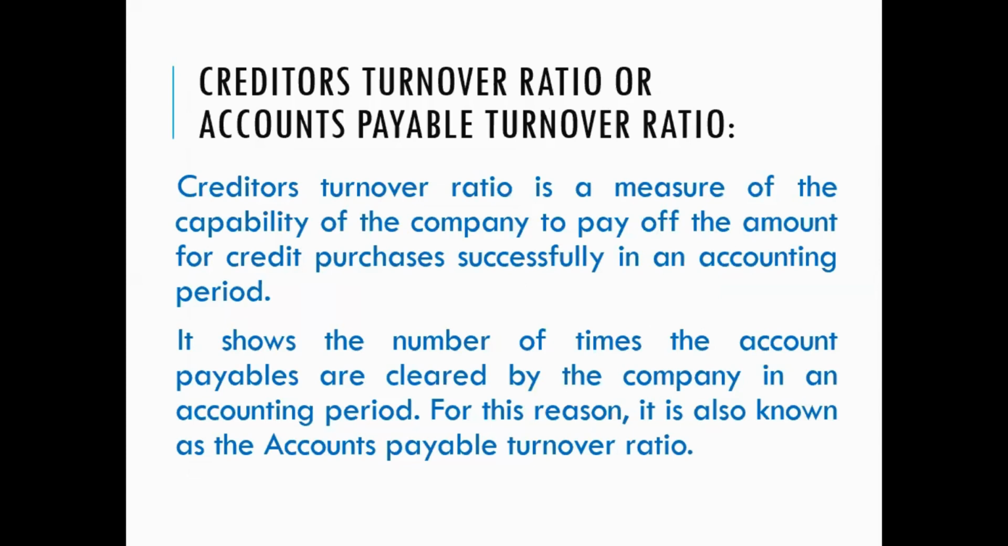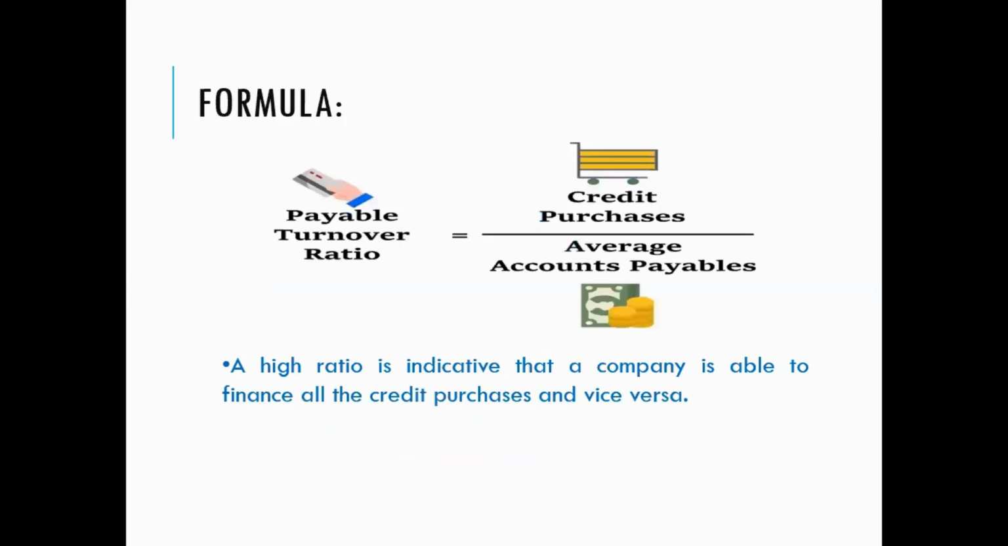Creditors turnover ratio or account payable turnover ratio. Creditors turnover ratio is a measure of the capability of a company to pay off its accounts for credit purchases successfully in an accounting period. It shows the number of times the accounts payable are cleared by the company in an accounting period. For this reason, it is also known as the account payable turnover ratio.